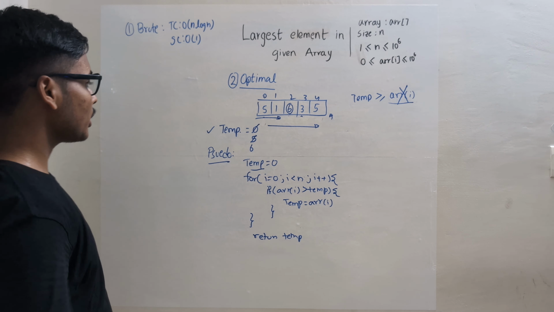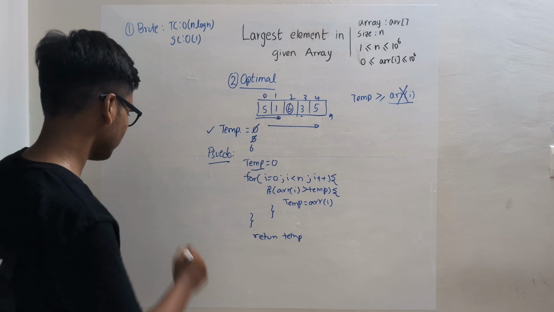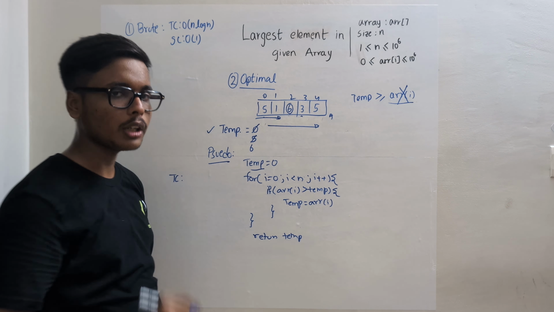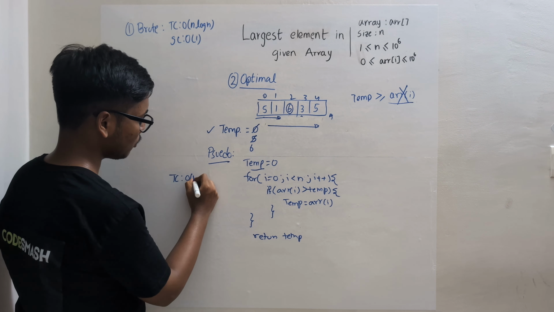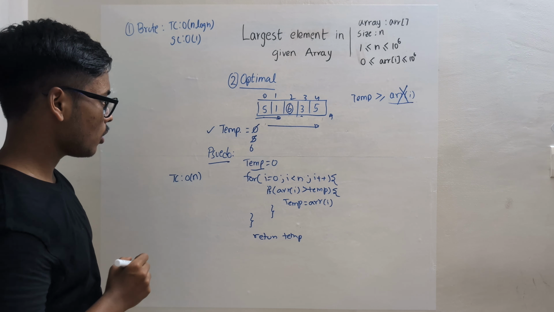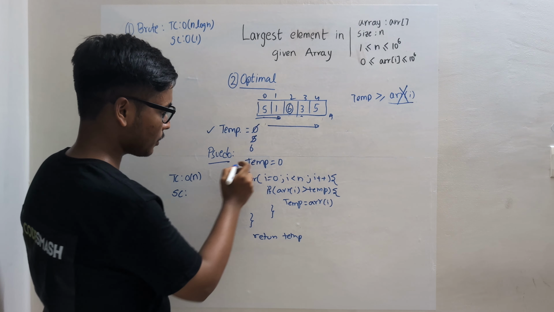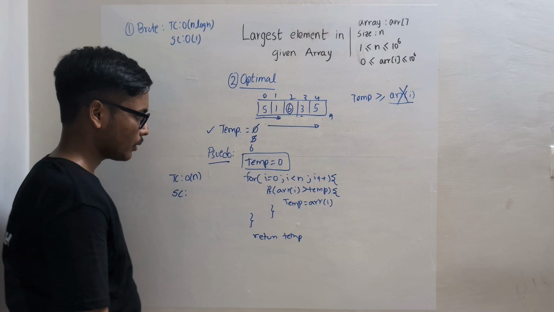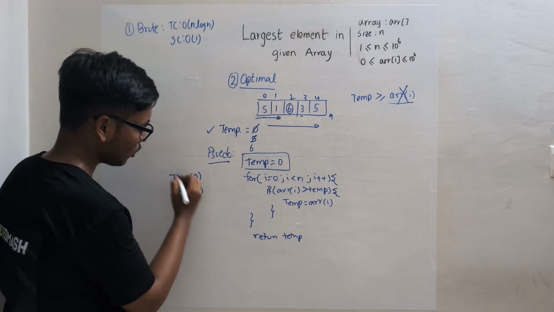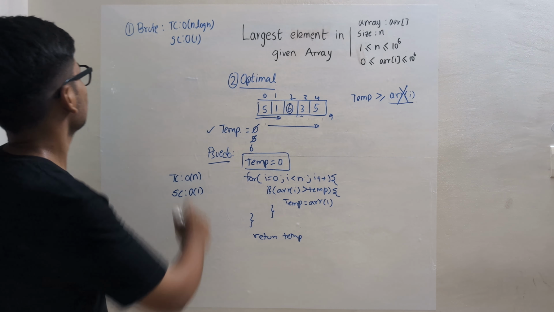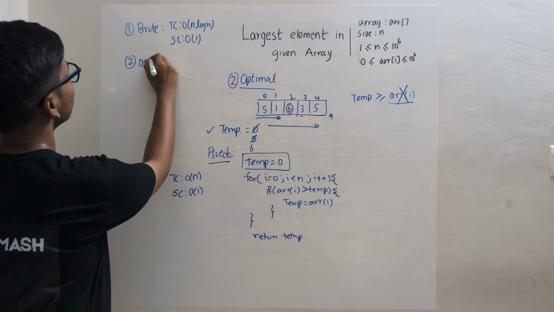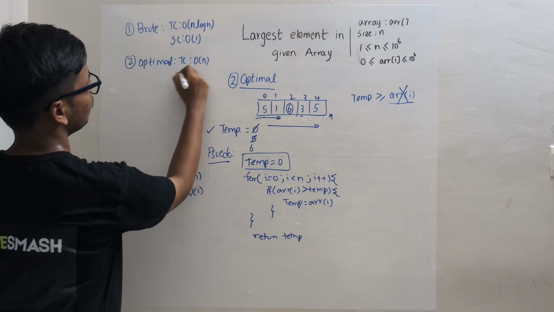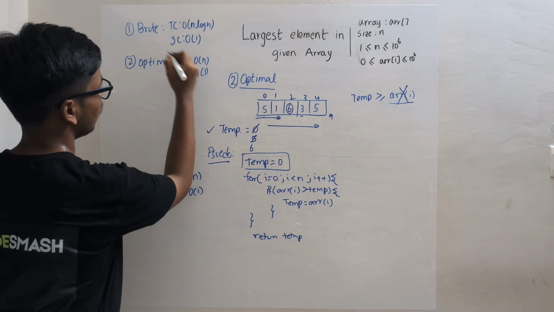If you look at the time complexity of this approach, as we are just traversing the array only once, the time complexity would be O of n. And if you look at the space complexity, as we are just declaring one extra variable, temp, the space complexity would be O of 1. So for the optimal approach, time complexity is O of n and space complexity is O of 1.